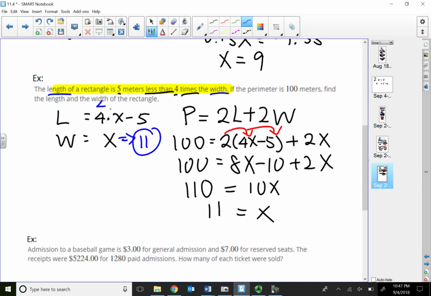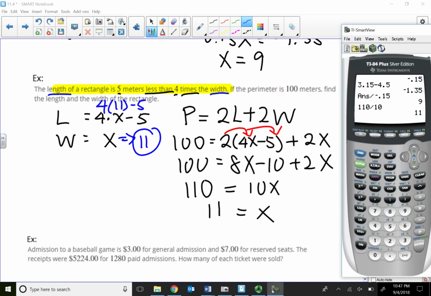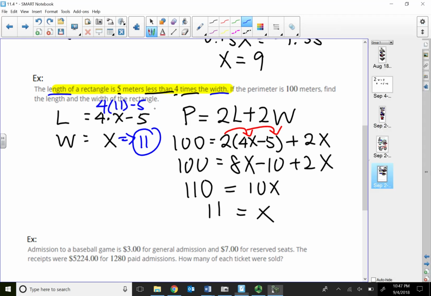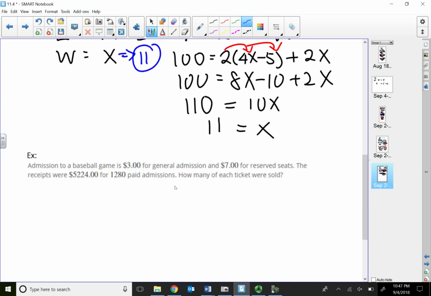So the length is 5 less than 4 times the width, so that's 4 times 11 minus 5. So that will be 44 minus 5. That will be 39. Okay, it's an arrow. So that will be 39 for the length.